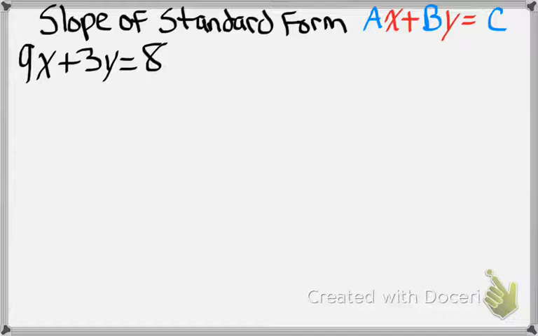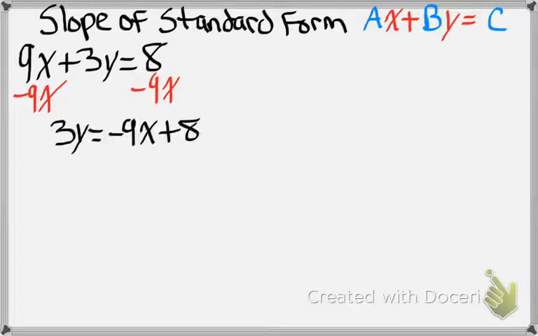The longer way is, let's put it in slope-intercept form. Let's use our fraction skills to get y by itself. So if we were to do that, go ahead and show your steps. You would move positive 9x to the other side by subtracting 9x on both sides. So notice, on the right side, it's negative 9x. So we have 3y equals negative 9x plus 8.